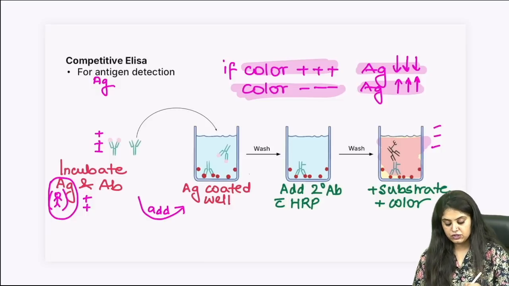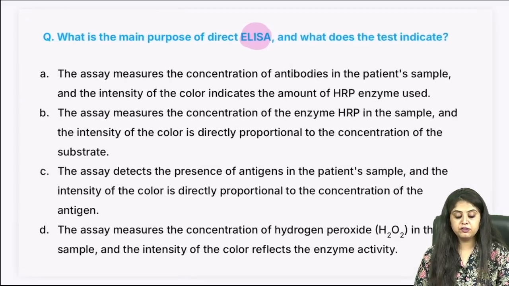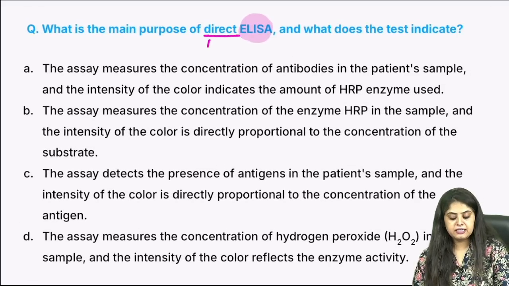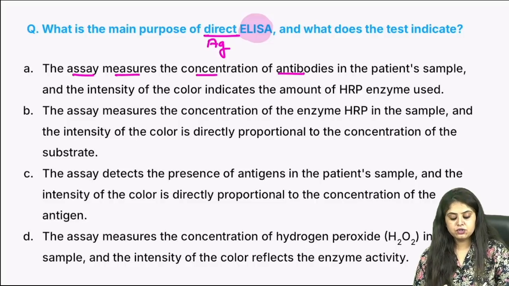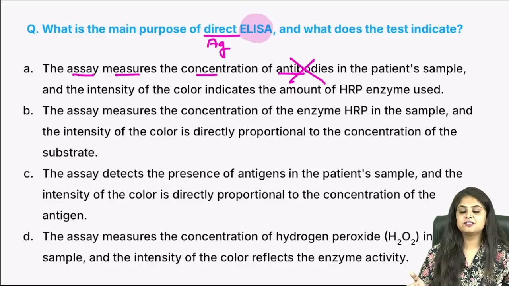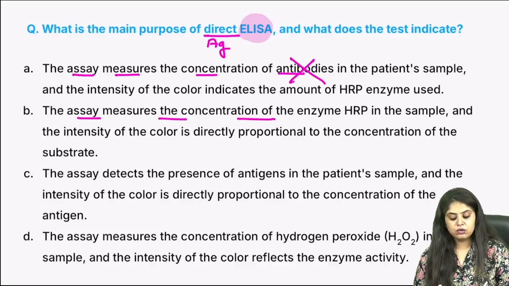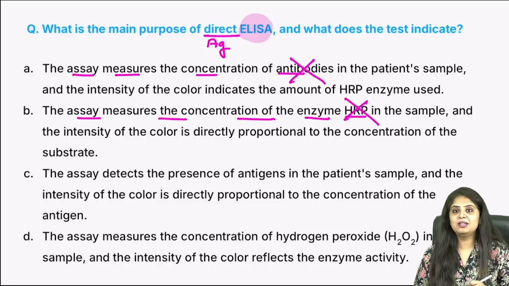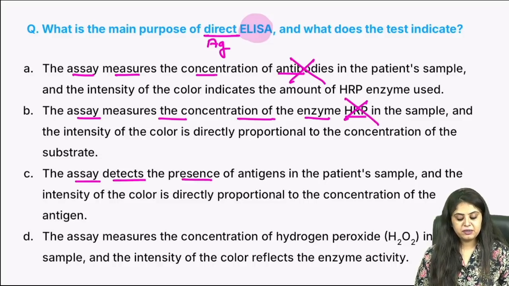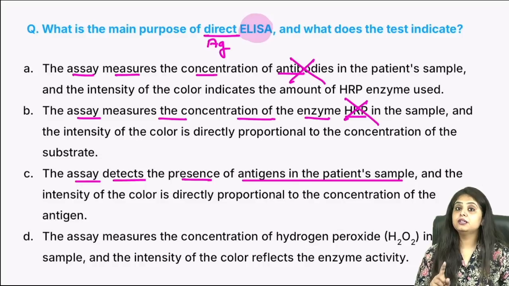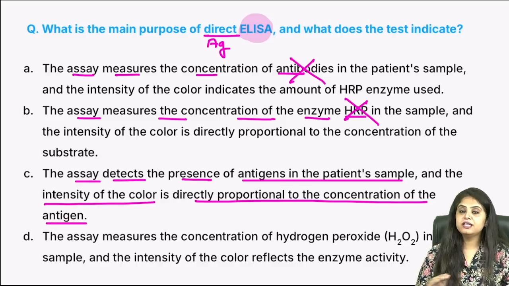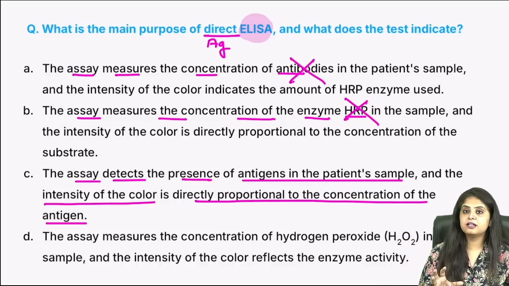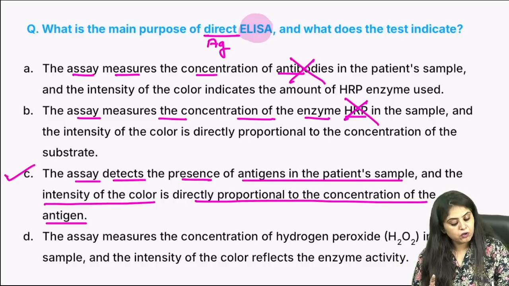So coming back to the question where we were stuck, what is the main purpose of direct ELISA? Think of your answer. Direct ELISA is for what? It is for antigen detection. Let me see. Does the assay measure the concentration of antibodies? No, wrong. I don't want to read the rest of the statement. Does the assay measure the concentration of the enzyme HRP? Totally wrong. Does the assay measure the presence of antigen in the patient sample? This is making sense. And the intensity of the color is directly proportional to the concentration of the antigen. For all the ELISAs, the intensity of the color is directly proportional except competitive. I've got my correct answer.